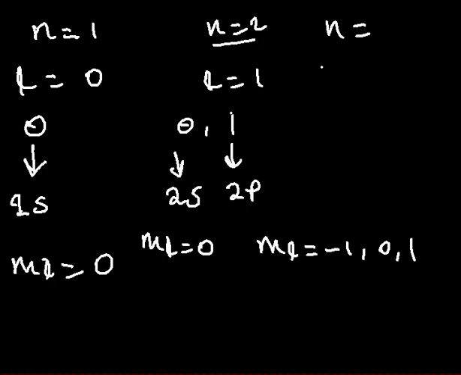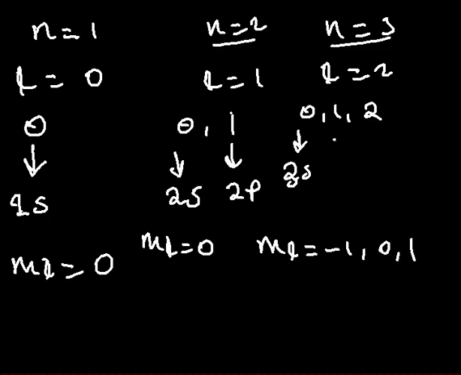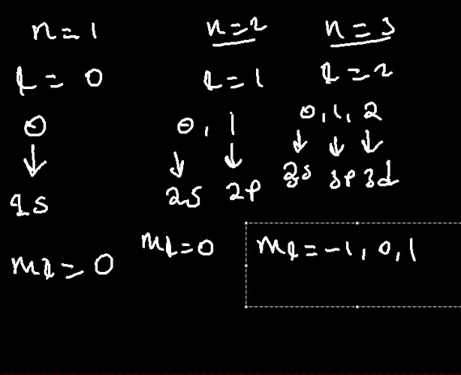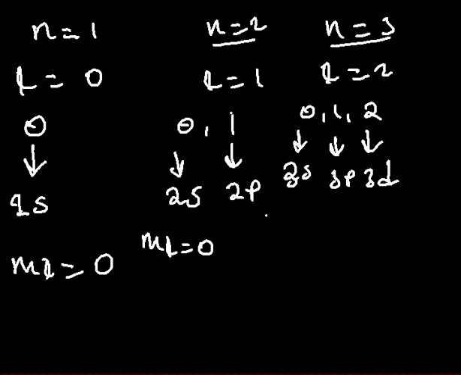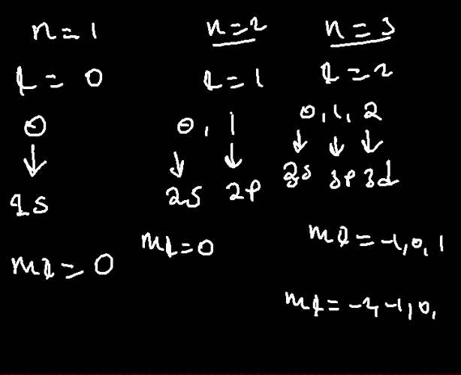Also, if we have n equal to 3, the value of L is given as 2, and the possible values of the subshell are 0, 1, 2, which correspond to 3s, 3p, and 3d. What is the value of L corresponding to 3s? We have it as 0, which means ML will be 0. How about the value of L corresponding to 3p? We have it as 1, so ML will be negative 1, 0, positive 1. And the value of L corresponding to 3d? We have it as 2, which means ML will have negative 2, negative 1, 0, 1, 2.